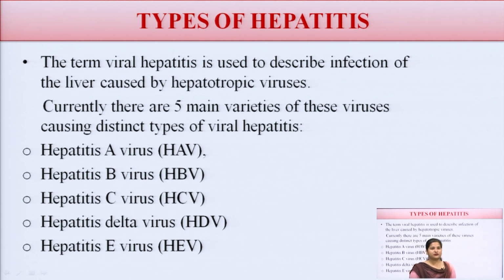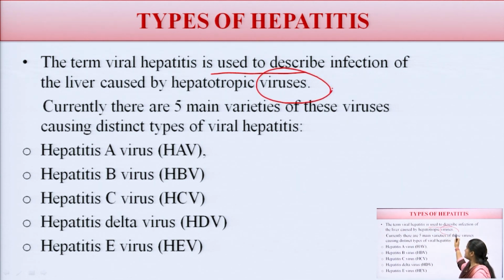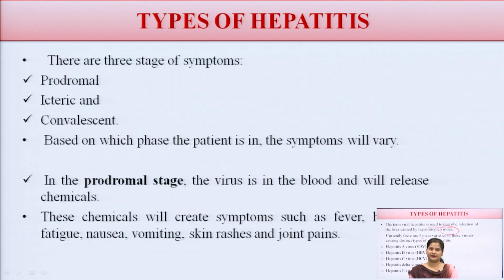Now, there are types of virus. The term viral hepatitis is used to describe infections of the liver caused by viruses which occur particularly in the liver cells, the hepatic cells. Currently there are 5 main varieties of these viruses, each of which causes a distinct type of viral hepatitis. These are the hepatitis A virus, B, C, D and E virus. D is known as the delta virus.